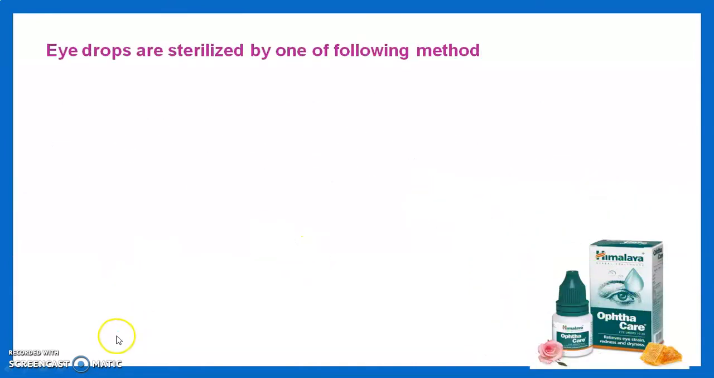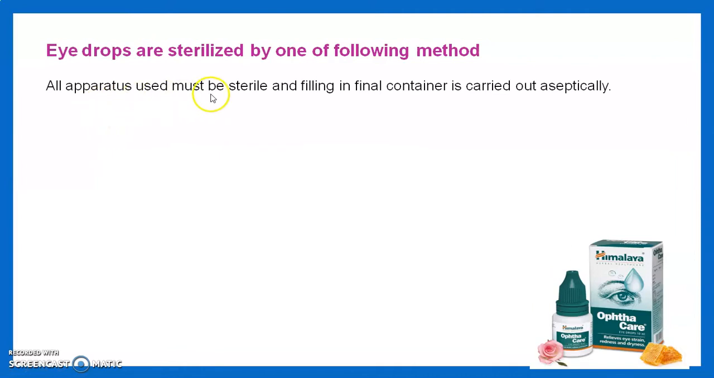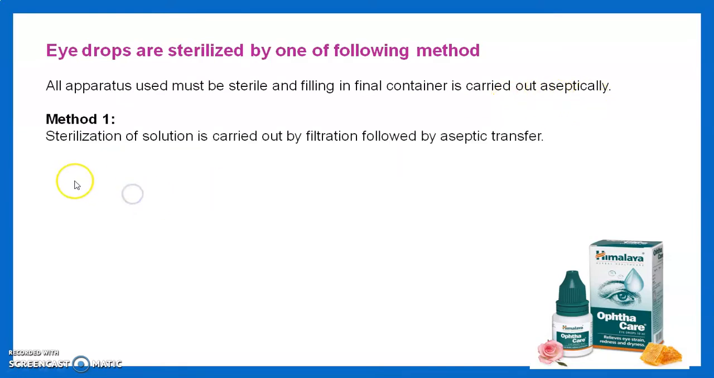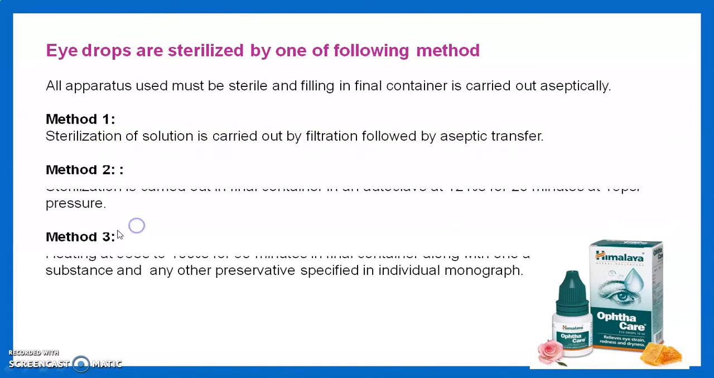Then we see how eye drops are sterilized by the following methods. Amongst that, if we prepare eye ointment, it should be filled in a collapsible tube for easy instillation into the eye. Eye drops are sterilized, the apparatus used must be sterile, and filling in the final container is carried out aseptically. The first method for sterilization is sterilization carried out by filtration using aseptic transfer.